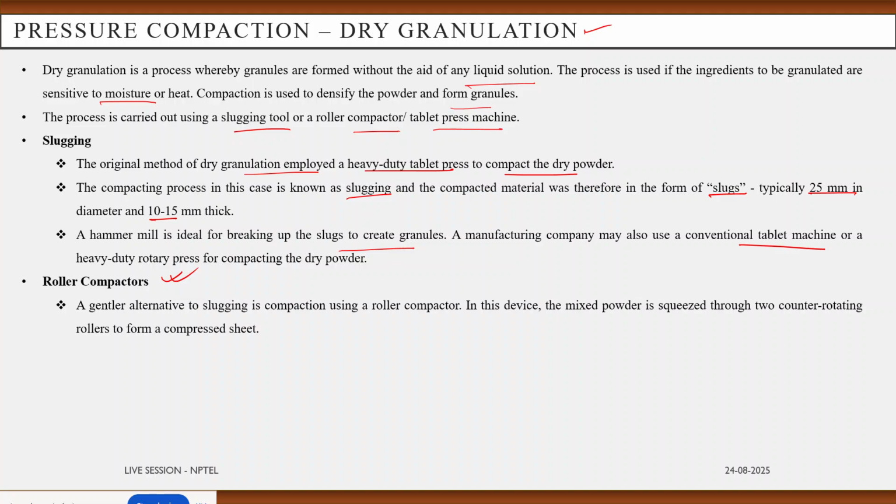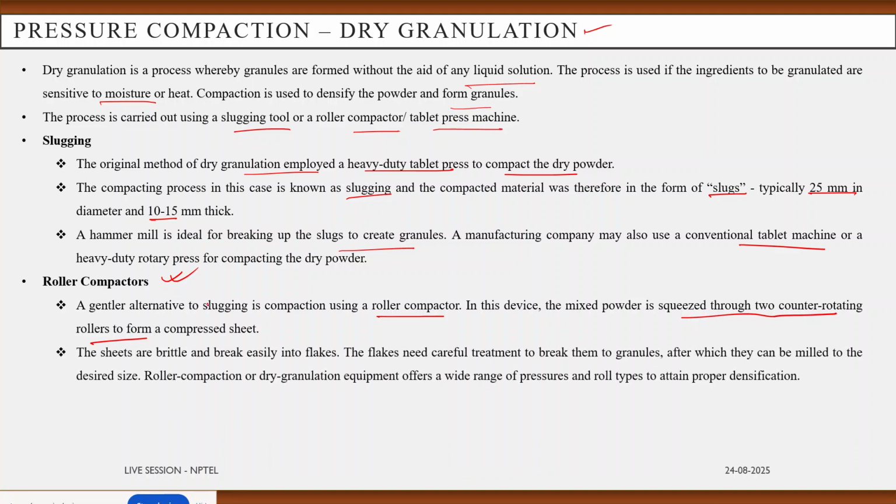It is a gentler alternative to the slugging process, which is compaction using a roller presser or roller compactor. In this machine, the mixed powder is squeezed through two counter-rotating rollers to form a compressed sheet. The sheet is brittle and breaks easily into flakes. Now the flakes need careful treatment to break them into granules, after which they are milled to desired size. Roller compaction or dry granulation equipment offers a wide range of pressures and roll types to attain proper densification.